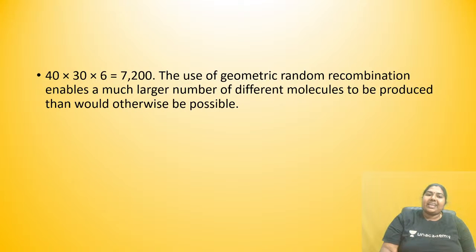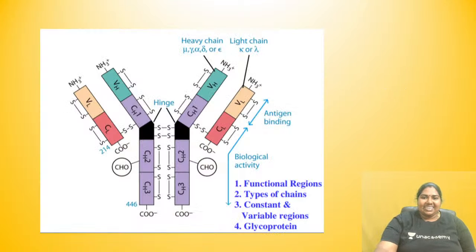So how did you get 7200? Just multiply: 40 into 30 into 6, so you will get 7200. That many possibilities are there. Understood? Okay, all. So we have the last 10 minutes.